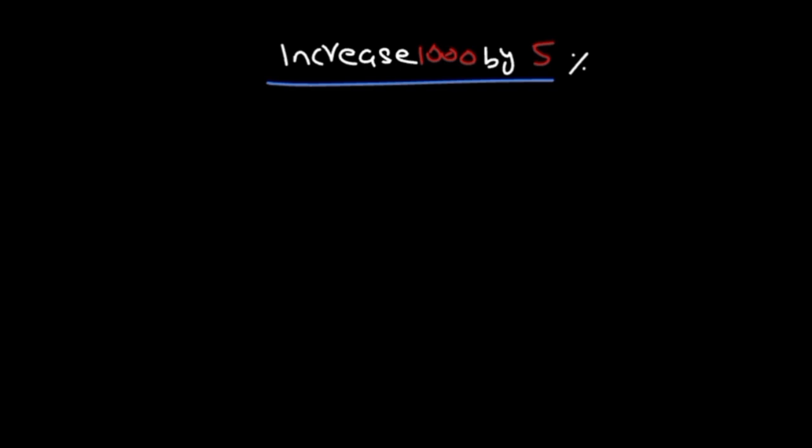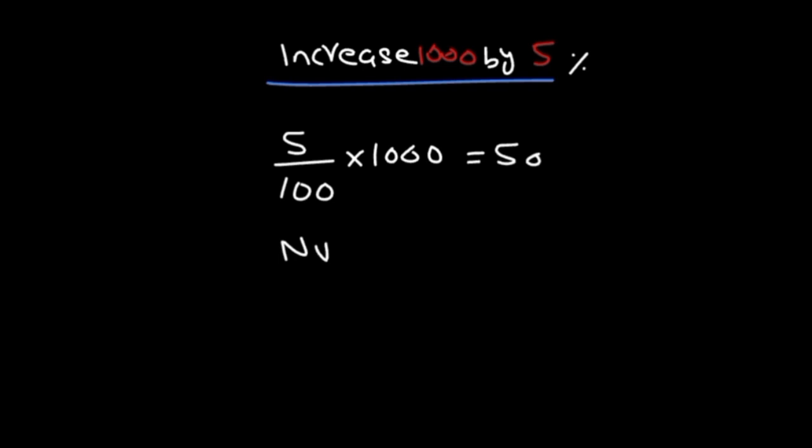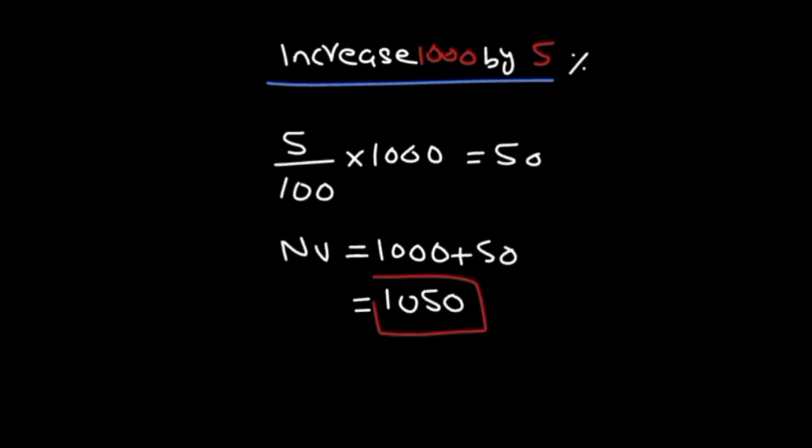So for sake of practice, we take another example. Increase 1000 by 5%. So 5 over 100 times 1000, it is equal to 50. So our new value is equal to 1000 plus 50. So it is 1050, which is our answer.